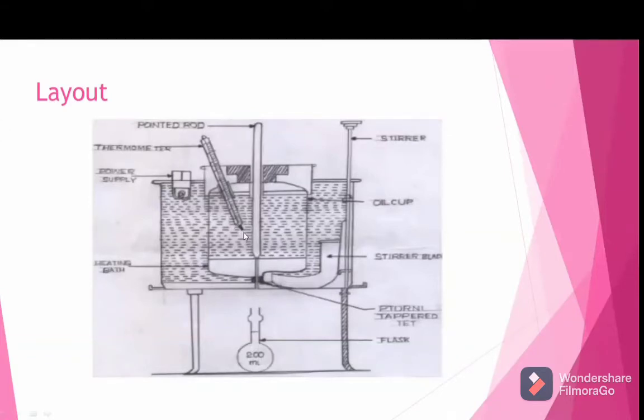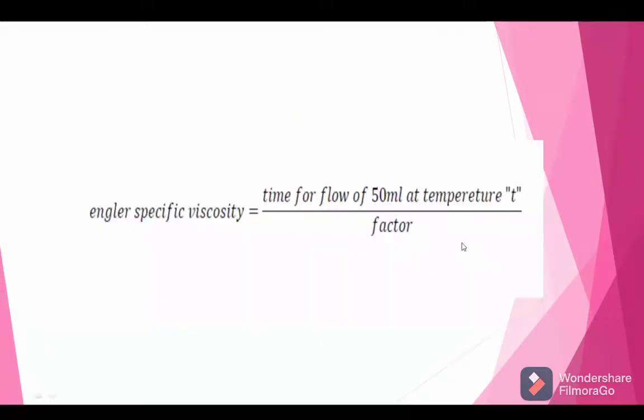The next part will be explained by my other group member, Muhammad Asif Mukhtar. Hey guys, this is Asif Mukhtar, and today I'm going to present the formula of angular specific viscosity. It is the ratio of the time for flow of 50 ml of the particular liquid whose specific viscosity we are going to find, and in the denominator we have a factor. So what is the factor? Next we will discuss the factor.